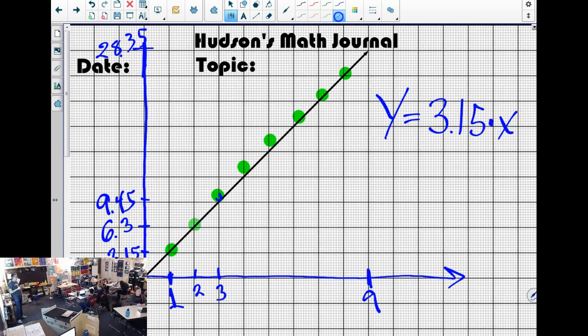Make the math work for you. Don't bend over backwards. I'm going to scale my boxes 1 by 1, and then I'm going to have to count and be really difficult. Don't try harder than you need to.